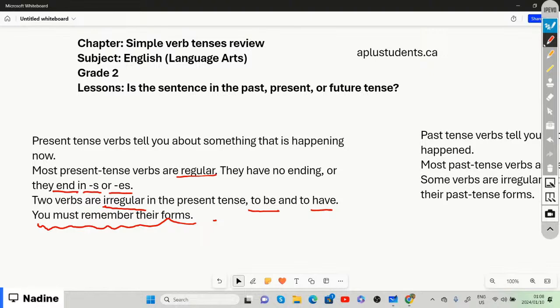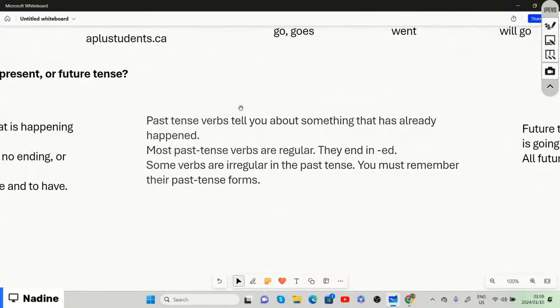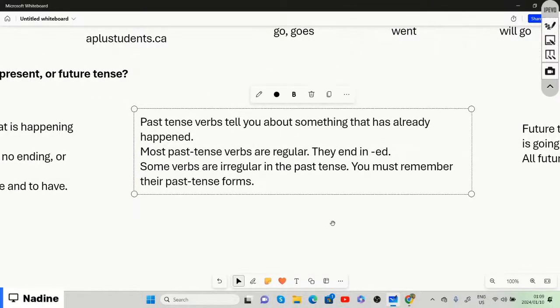All right, so now let's look at the past tense verb. We looked at the present tense verb, which tells us about something that is happening now. Present means now. The past tense verb tells you about something that has already happened, which means that it happened already.